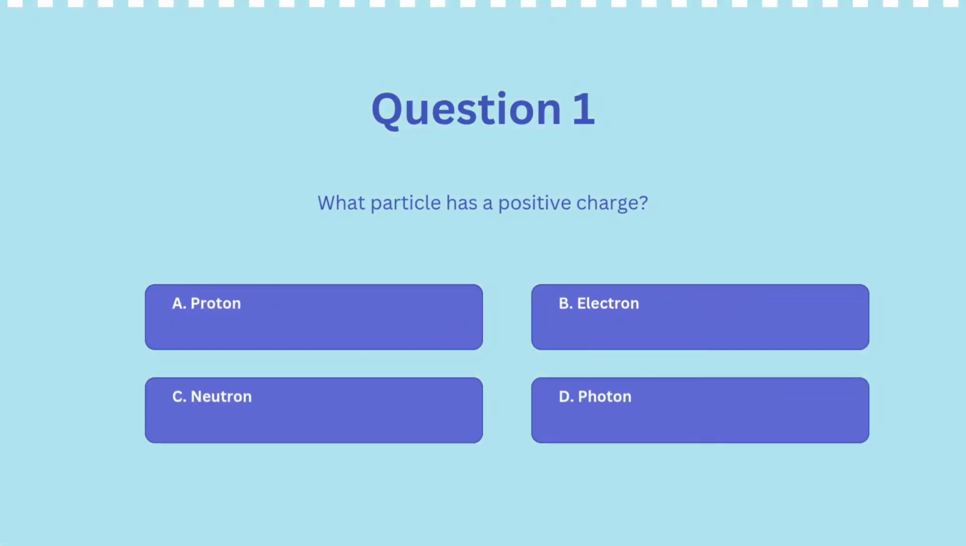So the first question is, what particle has a positive charge? A, proton; B, electron; C, neutron; or D, photon?